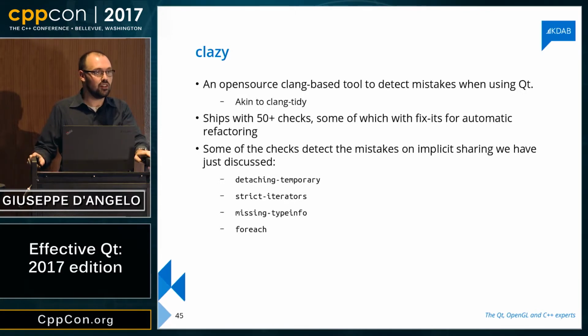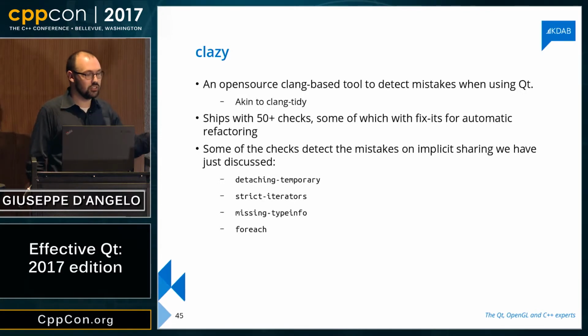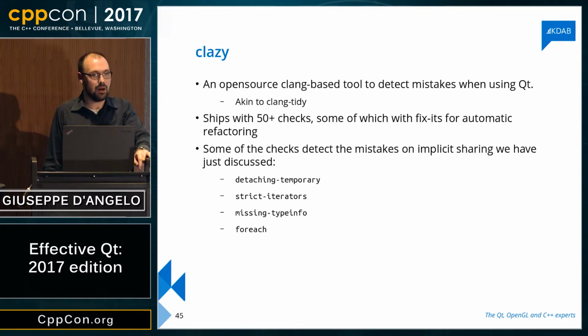It's something that you can run on a code base, and it will fire warnings about Qt-specific usages, or actually should I say misusages of the API. And everything I just showed you about detaching temporaries, about mixing iterators, about forgetting type info, about using foreach in your code base, Clazy these days detects that and will report it back to you as warnings.